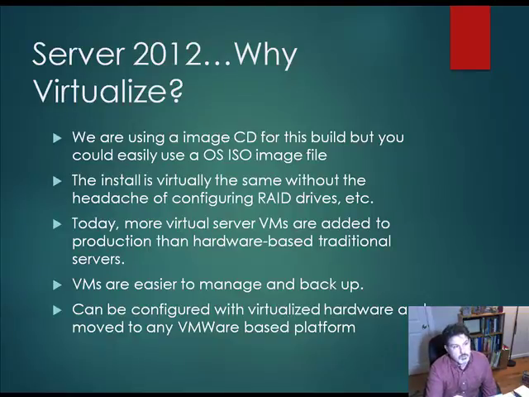First of all, today we're going to be using an image CD as our build, but we could just as easily use an image file to build this operating system from. It just so happens I don't have one available, otherwise I would show you that method. So today we're going to use a CD. The install is virtually going to be the same as it would be on a physical box. However, I'm not going to have the headache today of configuring my RAID devices, deciding where to mirror or stripe them, and making sure the drivers are in place before I build the operating system. So we're going to take some of that headache out of today's equation.